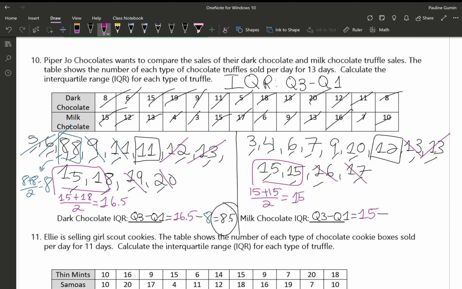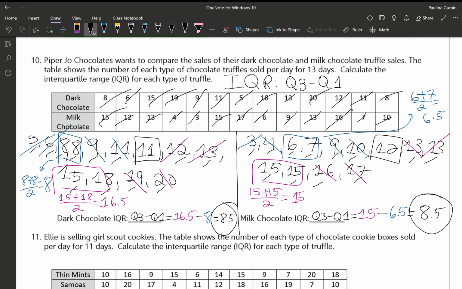Okay, now let us do Q1. I'm going to cross one off from each side. Once again, we're left with 2 numbers in the middle. So I'm going to do 6 plus 7 divided by 2, which leaves me with 6.5. All right, let's subtract and find our IQR. 15 minus 6.5 is 8.5. They're both 8.5s. Not bad.